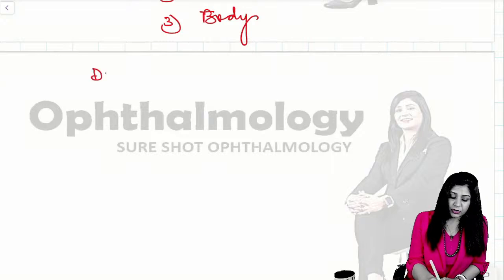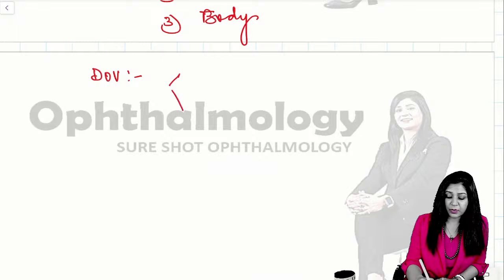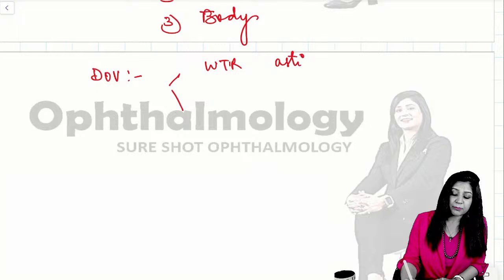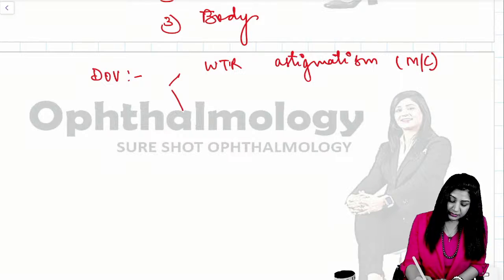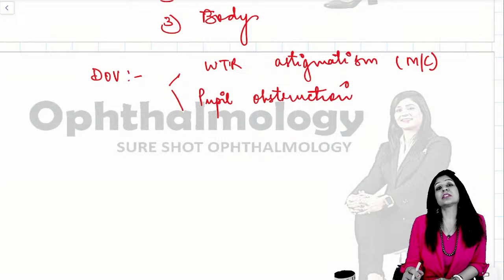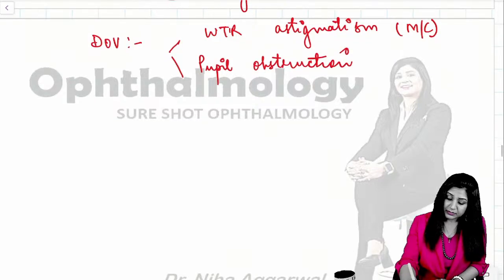And the diminution of vision. Now, why are we having the diminution of vision in the patients of pterygium? Number one, we can have with the rule astigmatism. Another important question, the most common cause for the diminution of vision is the astigmatism. Then we can also have the pupillary obstruction. So it can obstruct the pupil and it can cause the diminution of vision. It can also cause astigmatism. But if they ask you the most common, then it is the astigmatism only. This was asked in 2019.